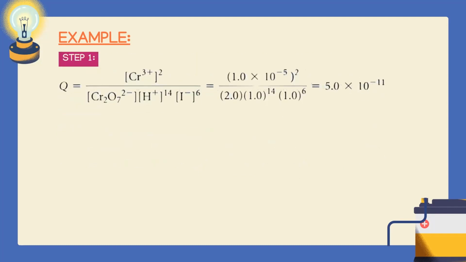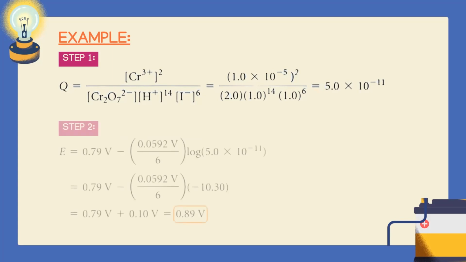And next, we plug in the values, or we use direct substitution into the Nernst equation. Here, the standard EMF is 0.79 volts, and 6 electrons are transferred from the reducing agent to the oxidizing agent, and so the n is equal to 6. Now, plugging in the values, or using direct substitution, we get E is equal to 0.89 volts.